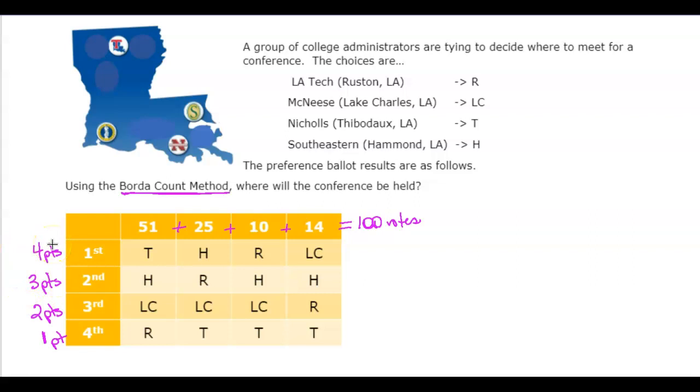So if we look at Thibodaux, since Thibodaux was the majority and the plurality winner, is it going to be the Borda count winner?